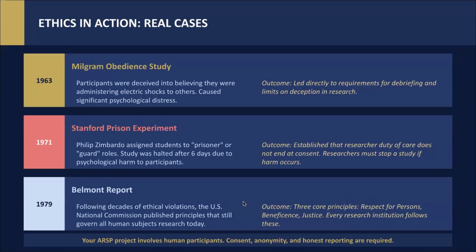So, ethics in action, real cases. In 1963, the Milgram obedience study. Participants were deceived into believing they were administering electric shocks to others. This caused significant psychological distress. The outcome? It led directly to requirements for debriefing and limits on deception in research.